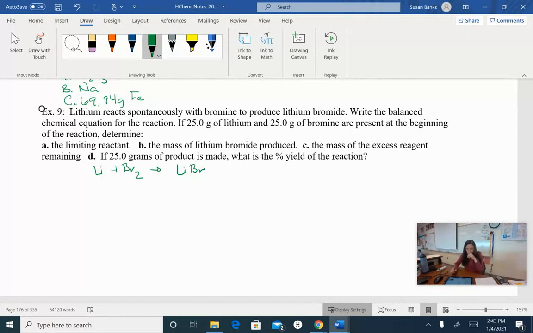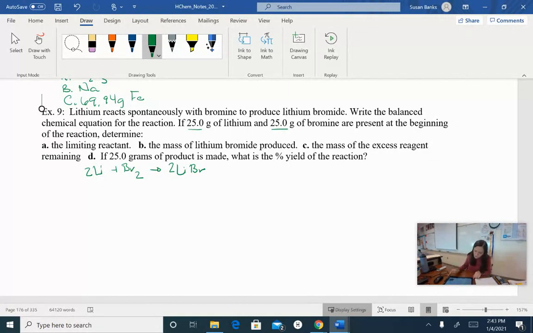Now that we've got our skeleton, we have to go back and balance. I need to double this to get 2 bromines, which means I need to go back and double my lithium right here. So there's my balanced equation. Now the next thing is we've got to do the stoichiometry twice: 25 grams of lithium and 25 grams of bromine.